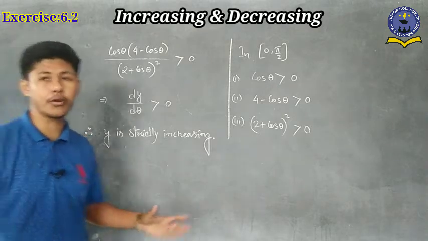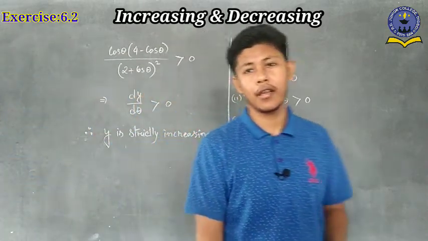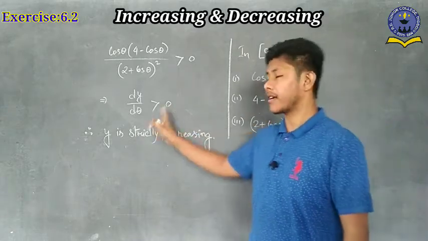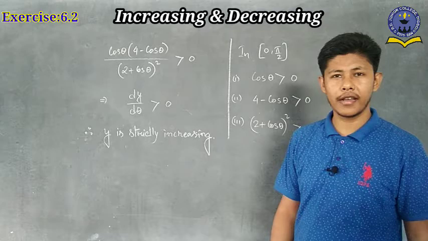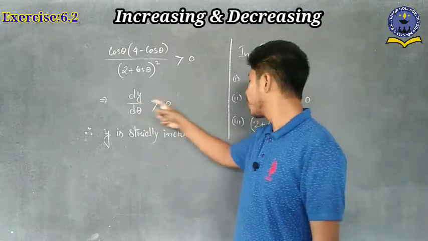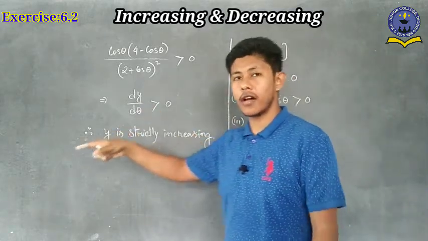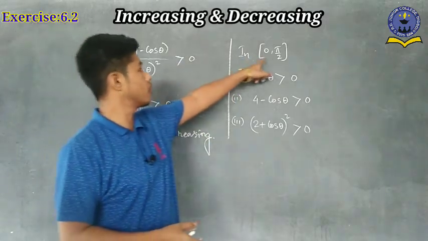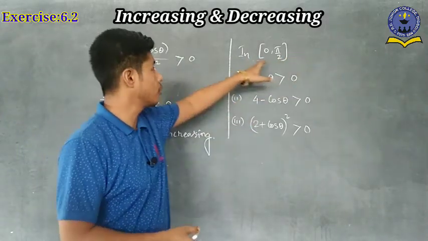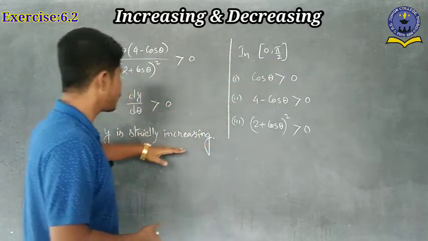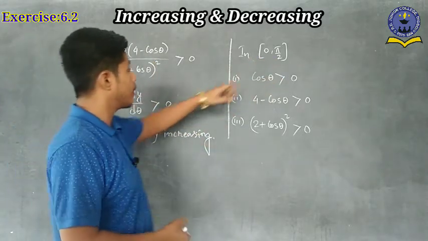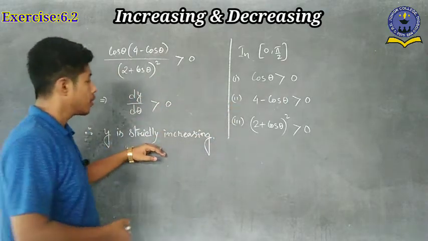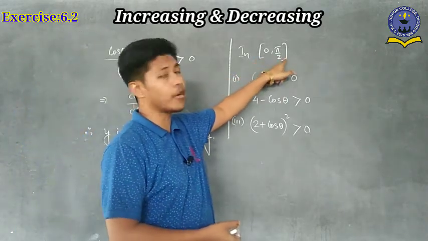But in our question, we need to prove only increasing, not strictly increasing. Increasing means what? Greater than or equal to. So how can we get the equal sign here? Here we have proved only strictly increasing. So now let's see the increasing part. The interval is already mentioned, 0 to pi by 2. In this case we exclude 0 and pi by 2, so that's why we get strictly increasing, isn't it? So now the endpoints are 0 and pi by 2.